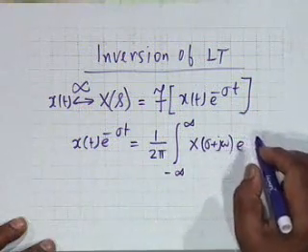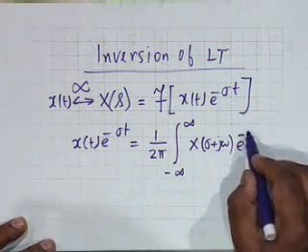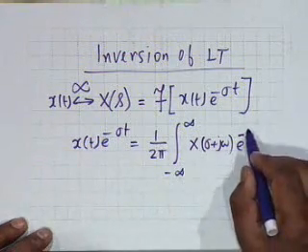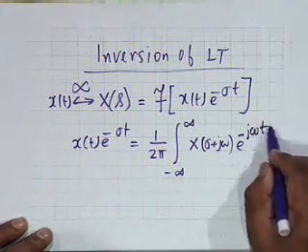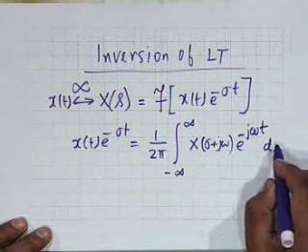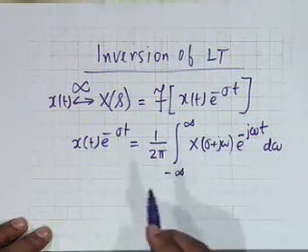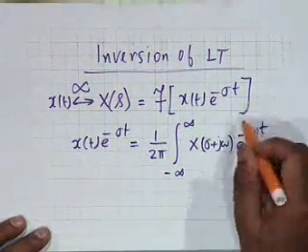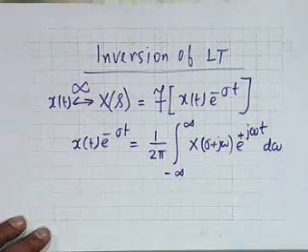minus not st, it is the Fourier inverse. So e to the plus j omega t, then d omega. Is that correct? Plus j omega, that is right, because it is inversion.